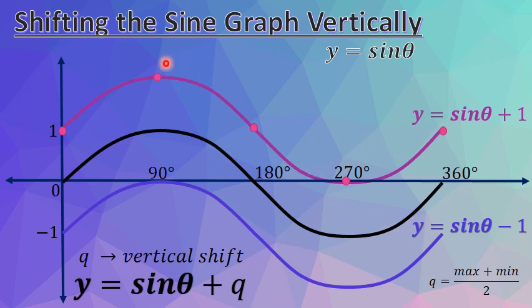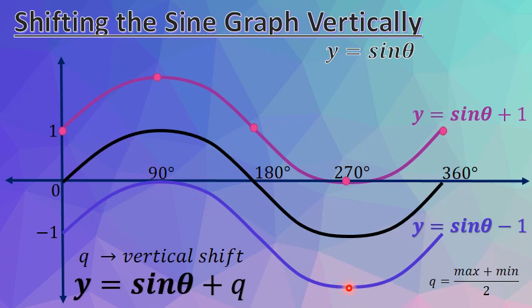Let's just quickly double check. Obviously our Q value for this one is positive 1. So let's take our maximum value. It would have been positive 2. I failed to label it here. Naughty, naughty. I would lose marks if this was a test. You have to label all your turning points and all your x-intercepts. So our maximum value would be 2, added to our minimum value 0. 2 plus 0 divided by 2 gives us 1. Hence our Q value was positive 1.